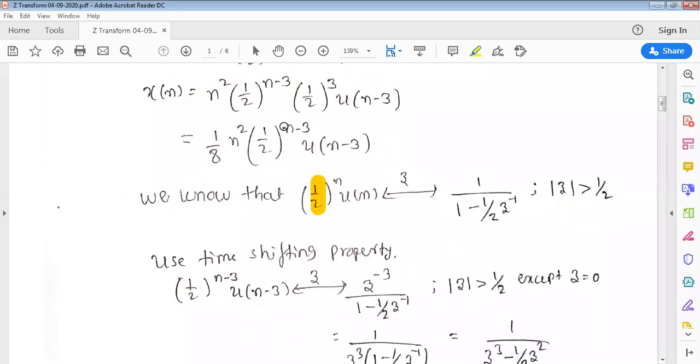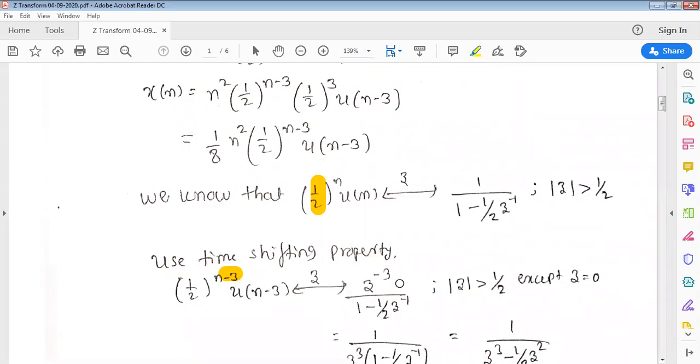Now I don't need only 1 by 2 power n. I need the z transform of 1 by 2 power n minus 3. Therefore, I'll use the time shifting property. Therefore, 1 by 2 power n minus 3, u of n minus 3, z transforms into whatever is the previous z transform, you retain 1 by 1 minus 1 by 2 z raised to minus 1, multiply by z power minus 3. If it is minus 3, multiply by minus 3. If it is plus 3, multiply by plus 3.